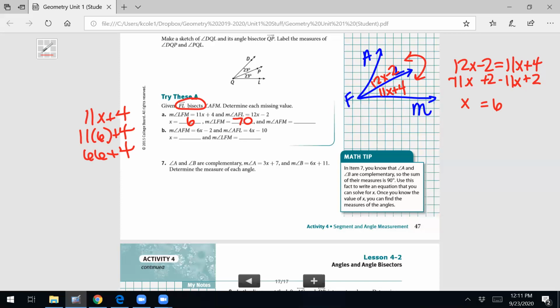And they also want to know what AFM is. Now, do I need to work anything out for that? Like, do I need to plug in the other 12 times 6 minus 2? No, because I know if this is 70, what's this one? So that means the whole thing is 140. You just double it. Okay? So we just double it to get that because you know it's been bisected, it's been cut in half, so you literally just take that and double it. You try B.